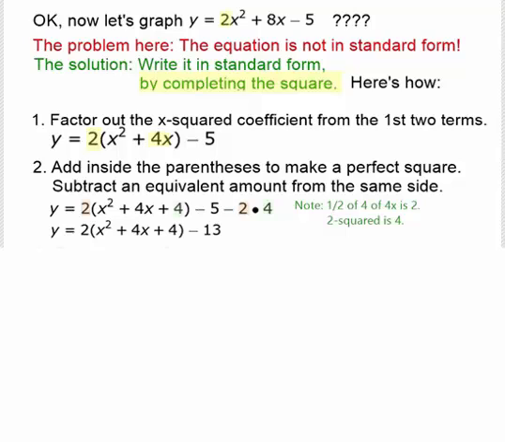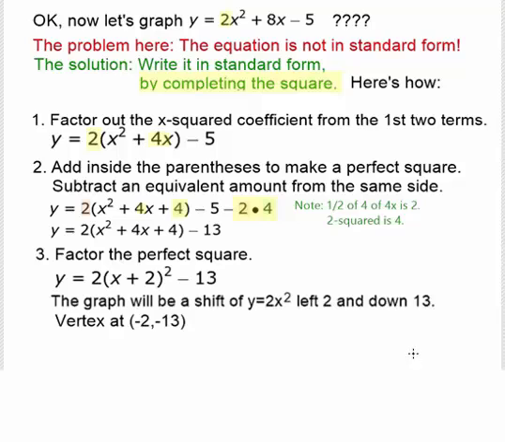Well, now to complete the square on those terms, we take half of the coefficient on x, which is 4, and half of 4 is 2. 2 squared is 4, and that's the magic amount we add inside the parentheses. Now if we add 4 inside, what we're really adding is 2 times 4, or 8. We could add 8 to the y, but we don't want to do that here. What we really want to do is subtract 8 on the same side of the equation. So we subtract from the 5 2 times 4. Well, now we can simplify that a little bit. The -5 - 8 is -13.